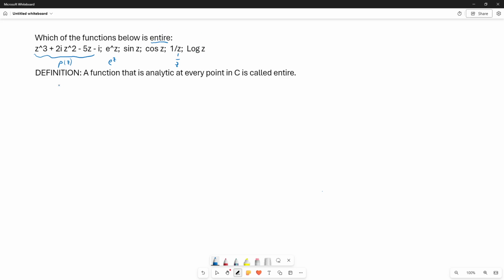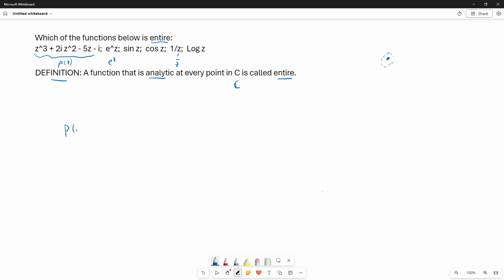So an entire function, let's recall the definition. A function is called entire if it is analytic at every single point in the complex plane. And to be analytic at a point means that the function is differentiable in a disk around the point. So an entire function has to be analytic at every point, which means that for short, it just has to be differentiable at every point.